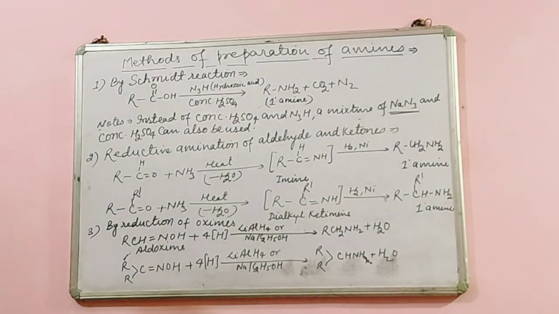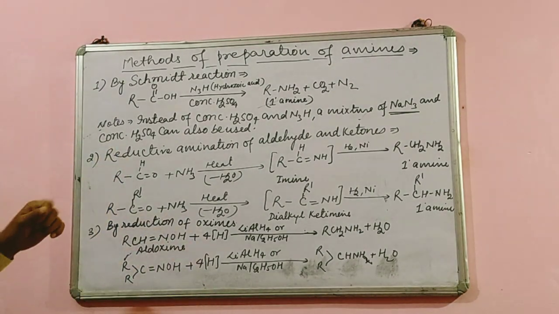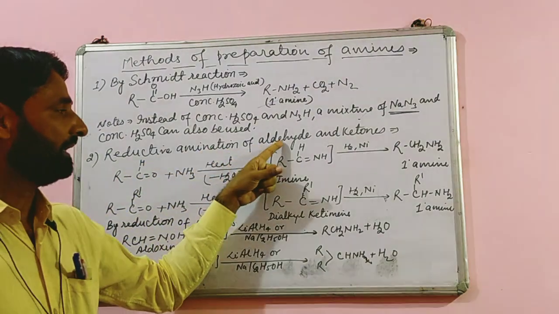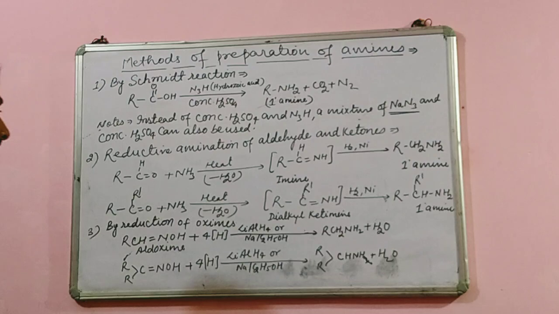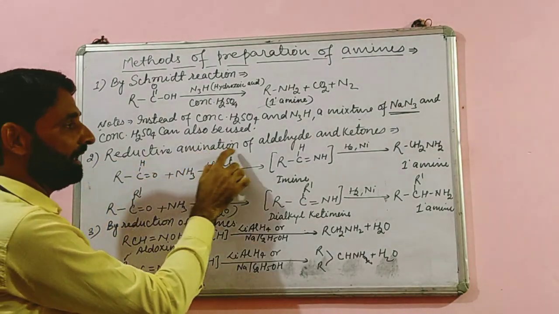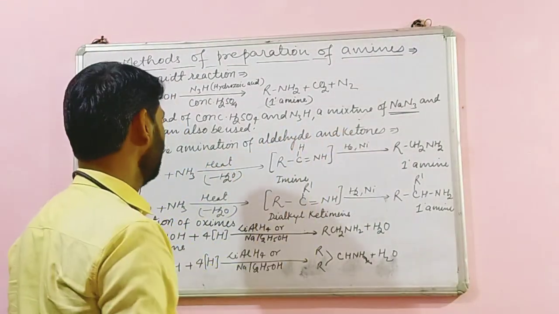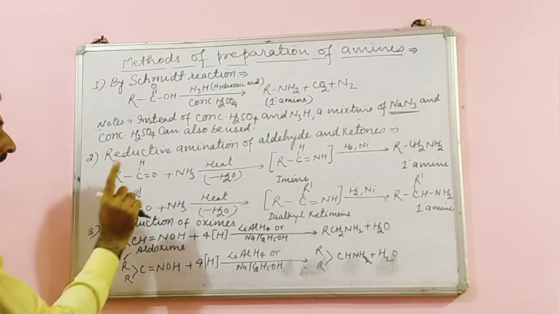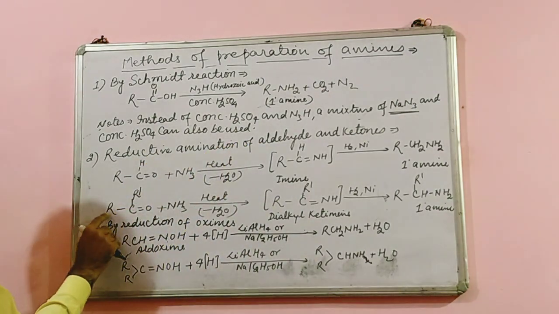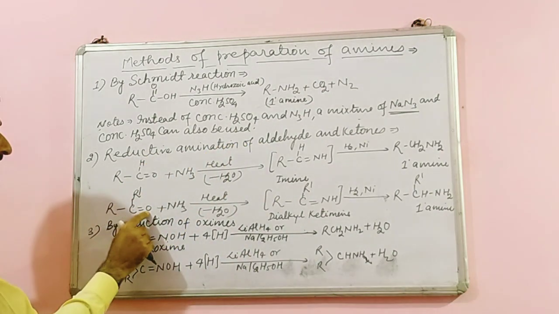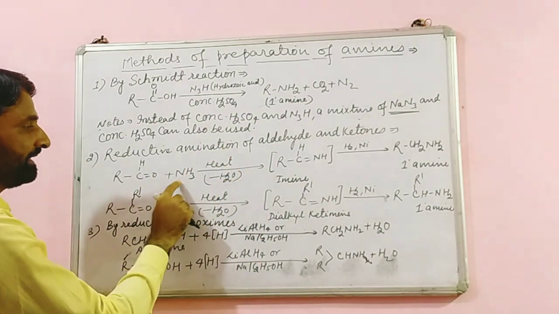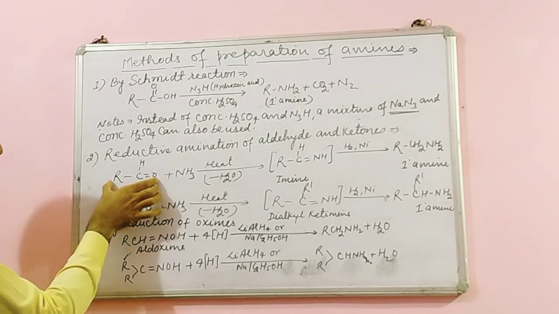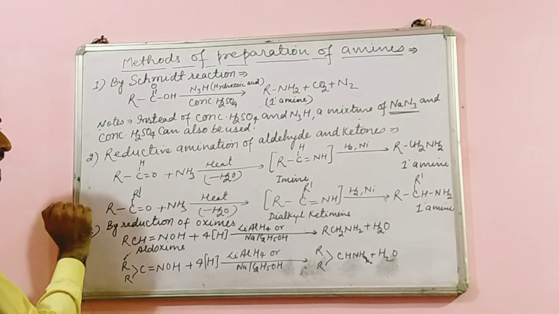Okay. The second method by which we can prepare amines is reductive amination of aldehydes and ketones. You know that the general formula of an aldehyde is RCHO, and the general formula of a ketone is RCOR'. Amination means reaction with ammonia. Students, what happened? You know that this is the aldehyde. If the aldehyde reacts with ammonia, then what happens?